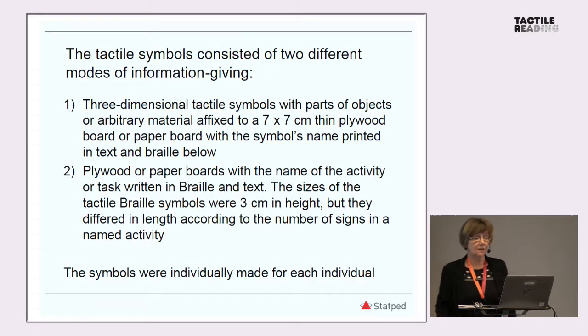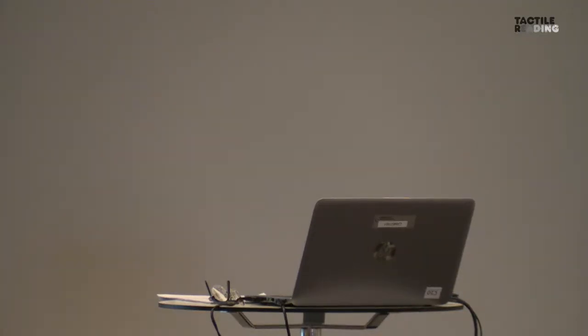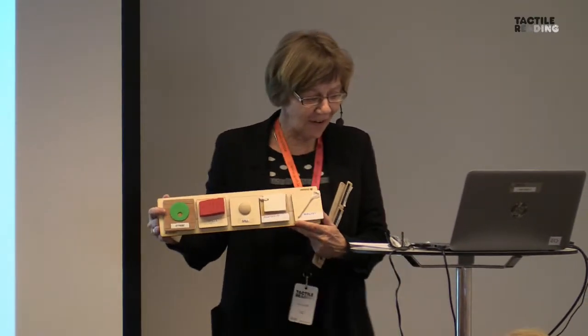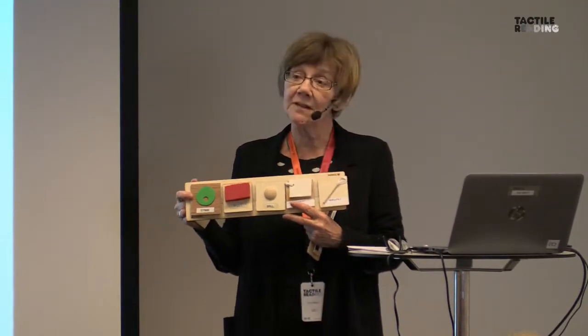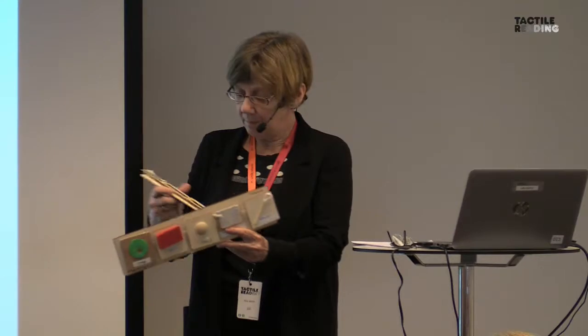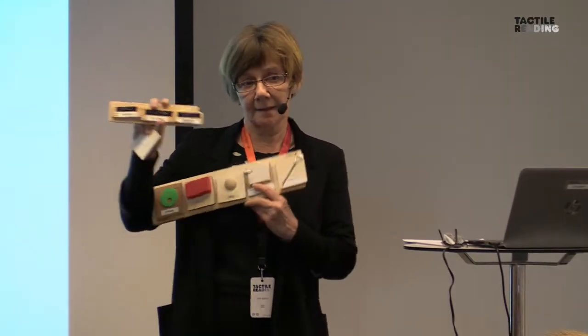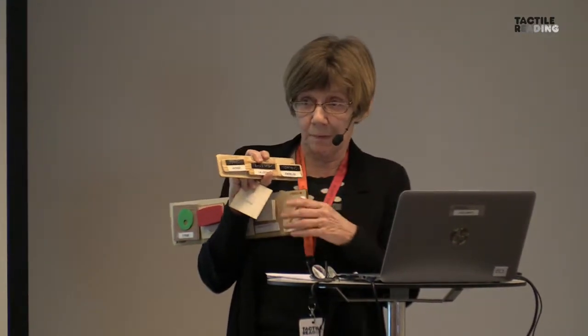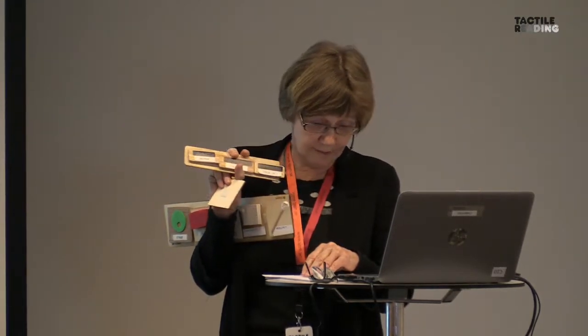The tactile symbols consisted of 2 different modes of information giving. It was 3-dimensional symbols, which consisted of parts of objects or arbitrary material affixed to a 7x7 thin plywood board or paper board. Or they were in braille and they were less tall. The height was 3 centimeters. And the length differed according to the length of the word, which was said as a symbol here. I'm going to send around some examples so that you can see them.